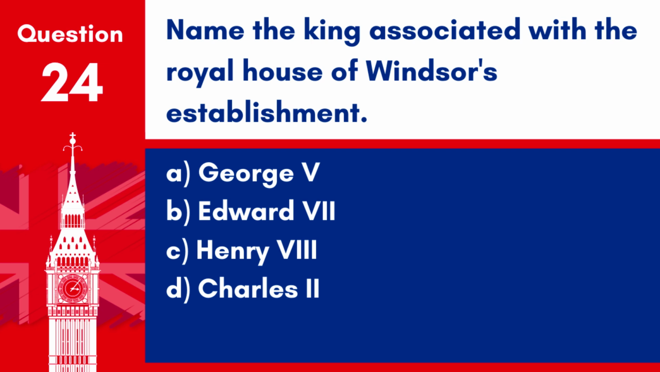Question 24. Name the king associated with the Royal House of Windsor's establishment. A. George V. B. Edward VII. C. Henry VIII. D. Charles II. Answer: A. George V. King George V established the House of Windsor in 1917, changing the royal family's name from the House of Saxe-Coburg and Gotha due to anti-German sentiment during World War I.